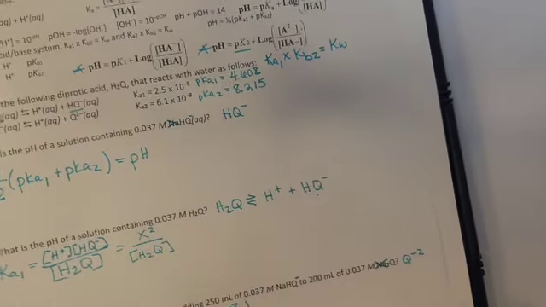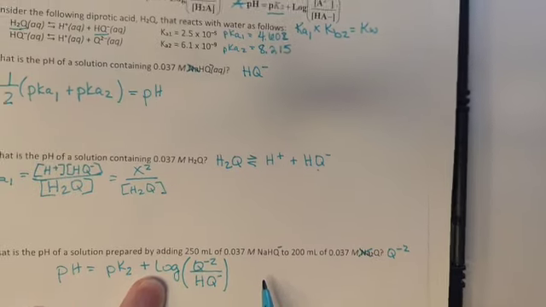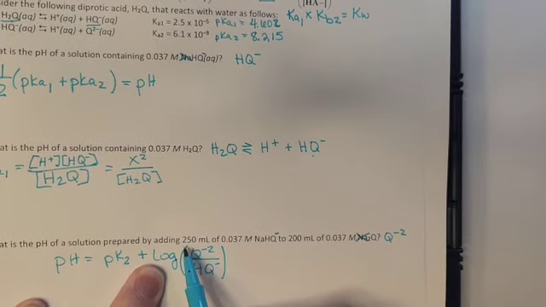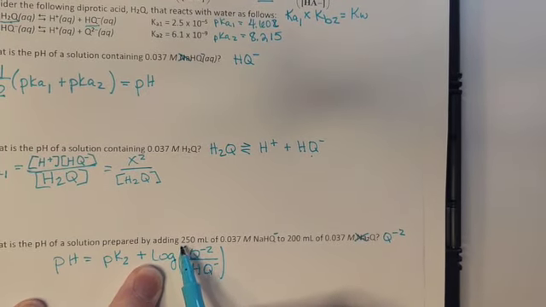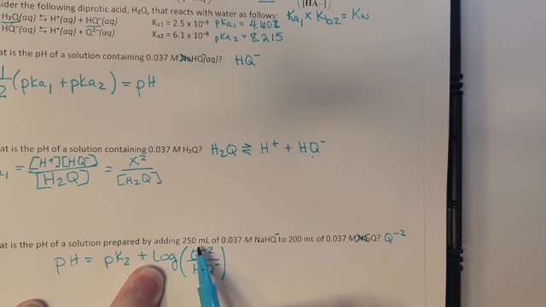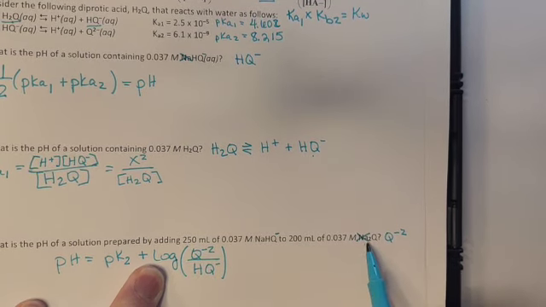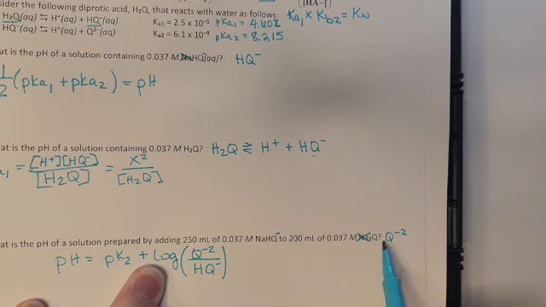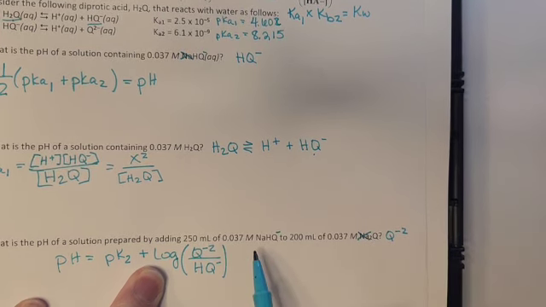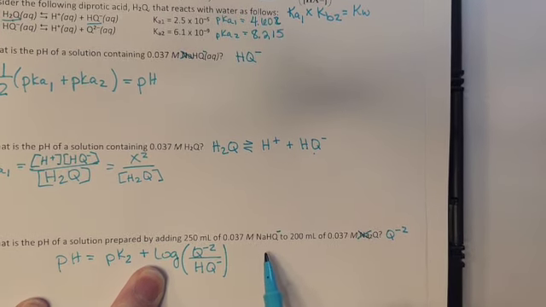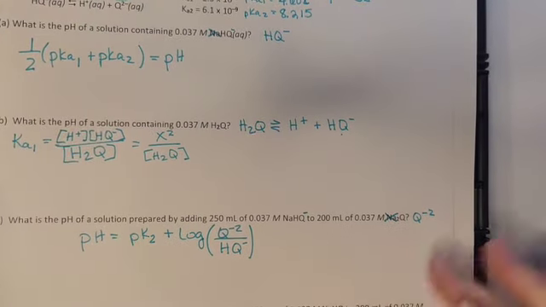Now another thing that we need to look at on this equation is that we have got to actually put this in moles because we have different volumes. We have 250 mLs here of our HQ minus and 200 mLs of our Q minus 2. Okay, so we've got to first convert those into moles, and we will do that again in a separate video.